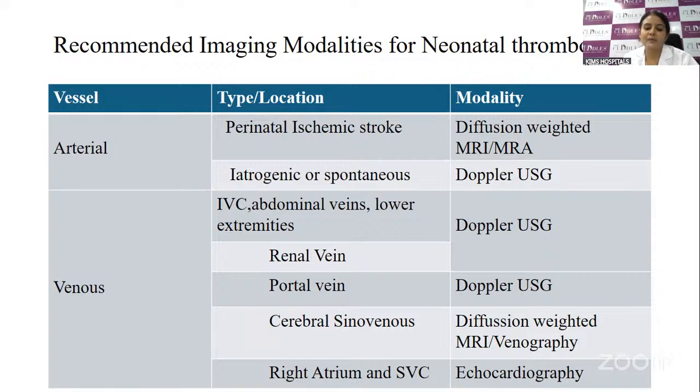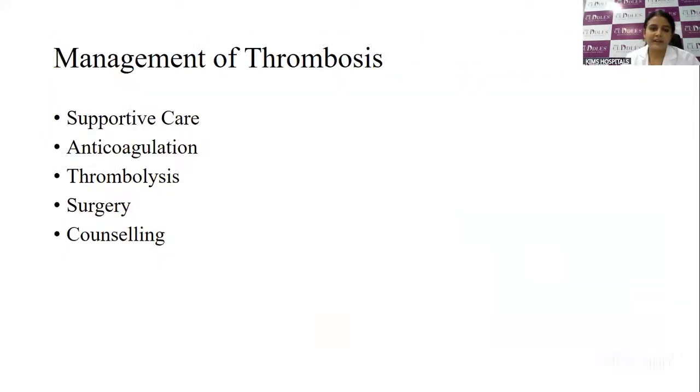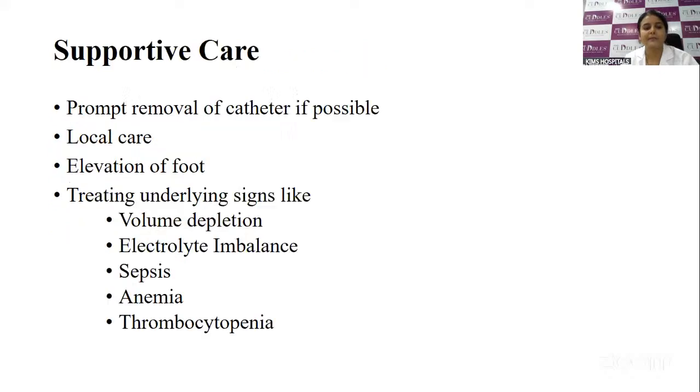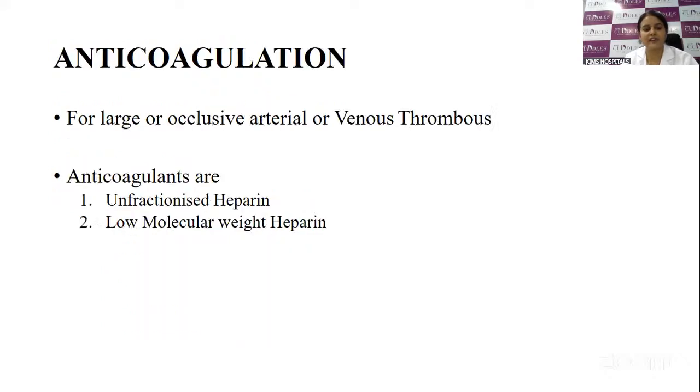If there is a thrombosis in the right atrium or superior vena cava syndrome, then the diagnosis is confirmed by echocardiography. Now, coming to the management, this involves supportive care, anticoagulation therapy, thrombolysis, surgery, and then counseling. Coming to supportive care, the catheter has to be removed as early as possible, local care has to be provided, the foot has to be elevated, and we have to treat underlying issues like volume depletion or shock, electrolyte imbalance, sepsis, anemia, and thrombocytopenia.